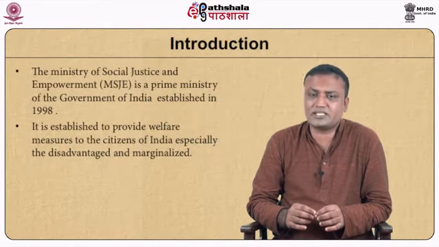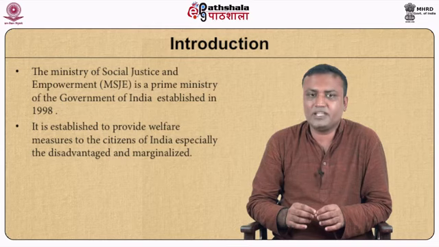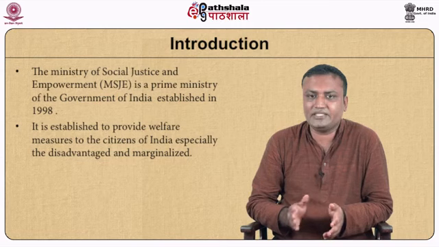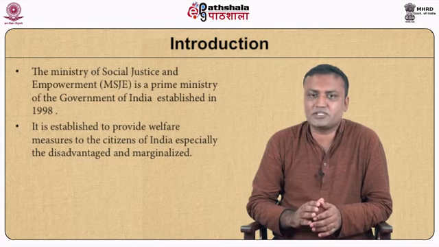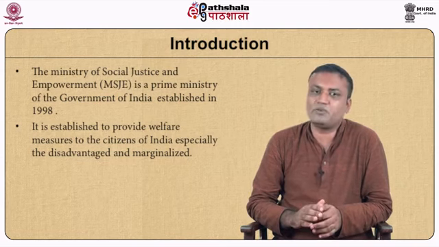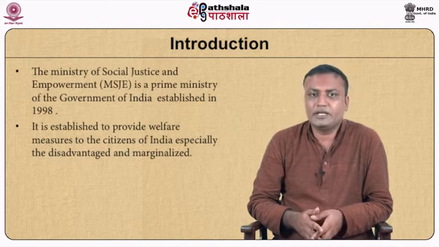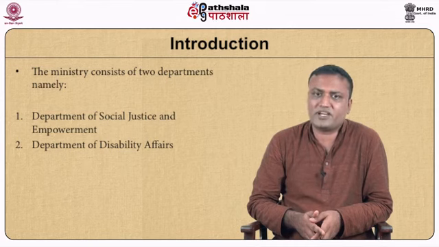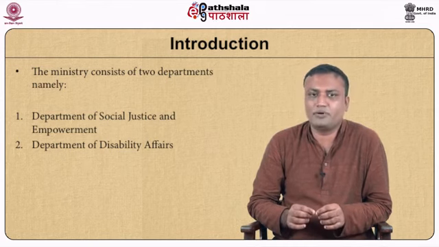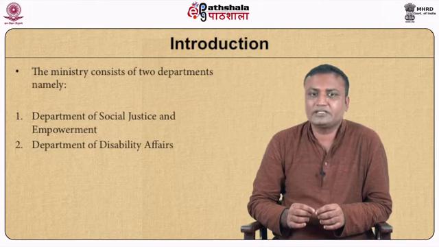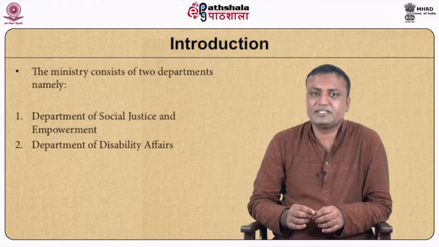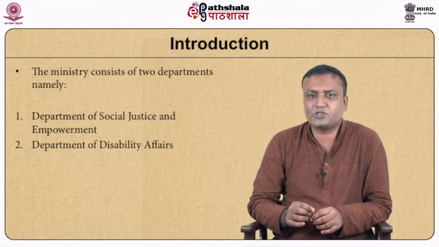The Ministry of Social Justice and Empowerment is a major ministry in the Government of India, established in 1998 to provide welfare measures to the citizens of India, especially the disadvantaged and marginalized. Departments under the Ministry of Social Justice and Empowerment: there are two departments functioning under the ministry. These departments are the Department of Social Justice and Empowerment and the Department of Disability Affairs. These departments were created in the year 2012 by the Government of India.